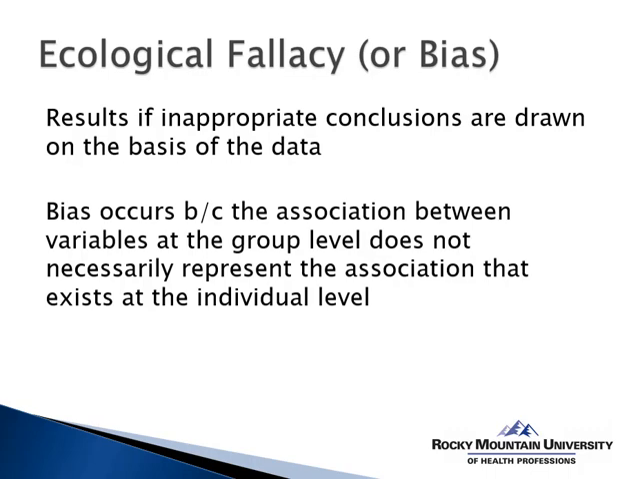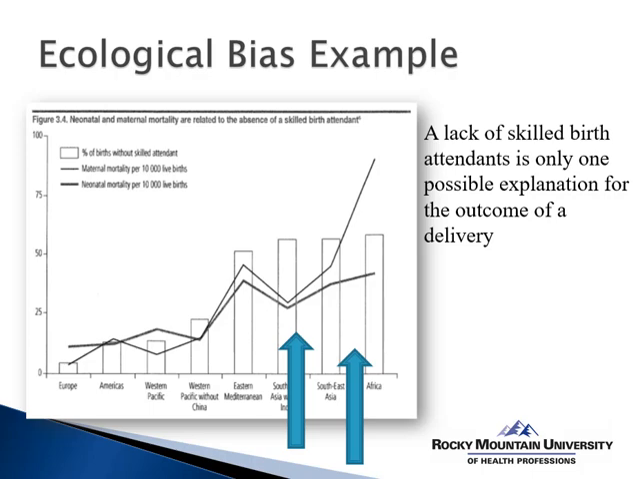So looking at a fallacy or bias of ecological types of studies here, this results if inappropriate conclusions are drawn on the basis of the data. Bias occurs because the association between variables at the group level does not necessarily represent the association that exists at the individual level. Here's an ecological bias example.